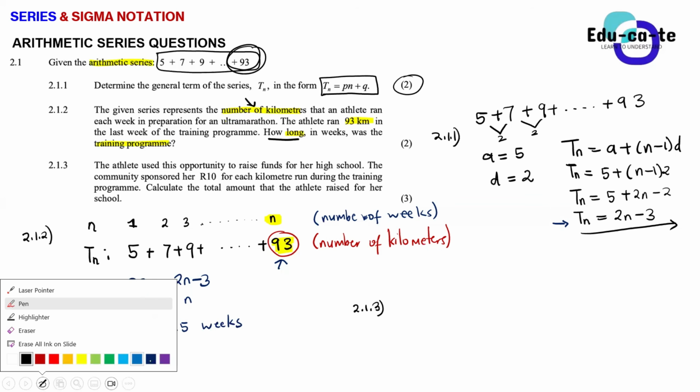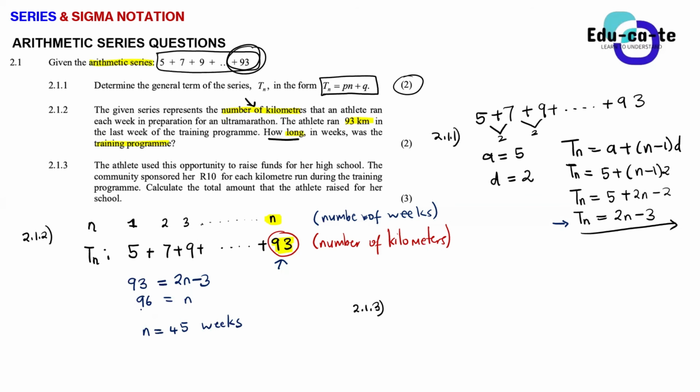It's 48. 96 divided by 2 will give you 48 weeks there. Just a bit of a mistake there. So this training program was valid for 48 weeks. So this is now applying it, guys.